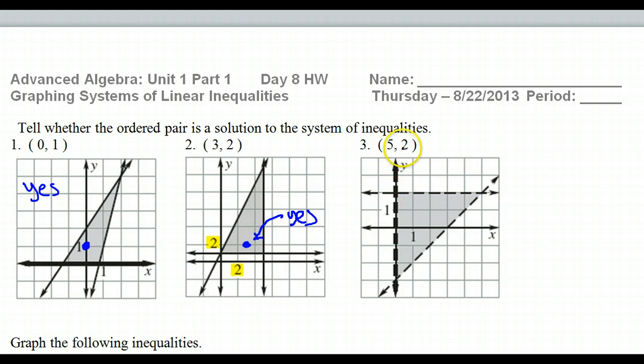Let's see, how about the point 5, 2? 1, 2, 3, 4, 5, 2. Well, this point is right on the borderline. And because this is a dotted line, then we will say no, that is not a solution. If this had been on a solid line, it would have been yes.